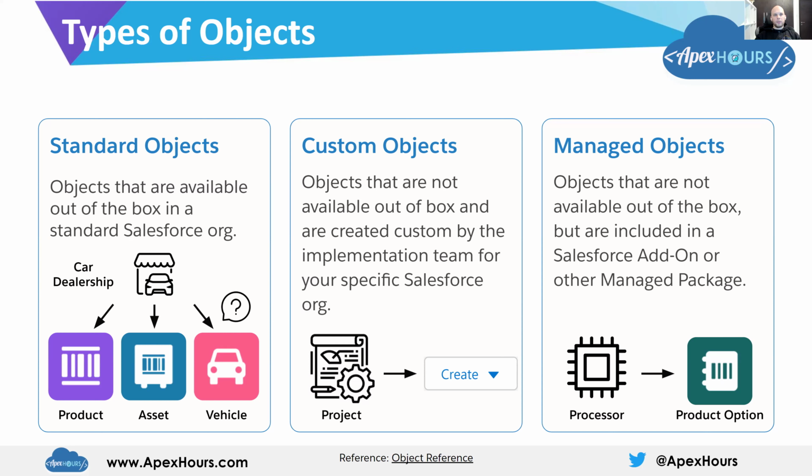And finally, we have managed objects. These are objects that are not available out of the box, but are included in a Salesforce add-on or other managed package. So if we're talking about the world of CPQ, if we're configuring complex products, let's say that we're configuring laptops or desktop computers, our customers can choose different processors based on their needs, their requirements. Those processors can be modeled as product options. So when a customer purchases a laptop, they can choose which specific processor they want. This is kind of a mix between a standard and a custom object, where it's not fully available out of the box, but it's included in an add-on or other managed package.